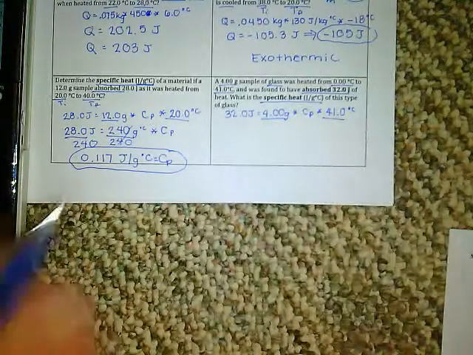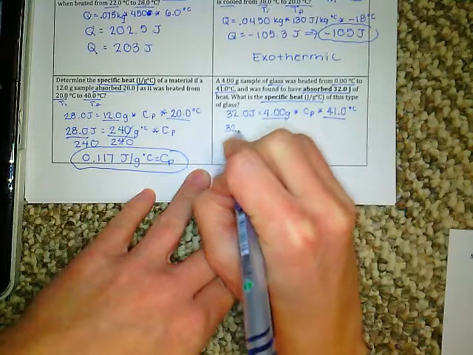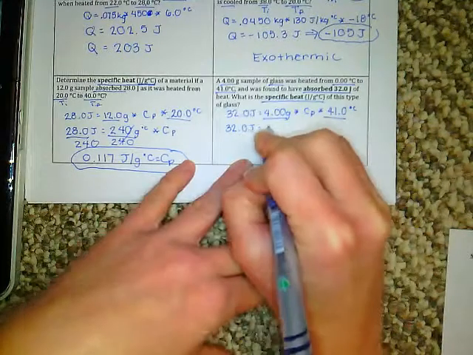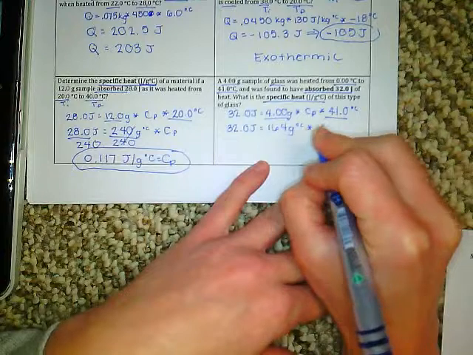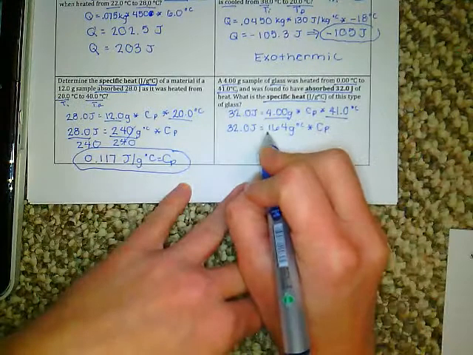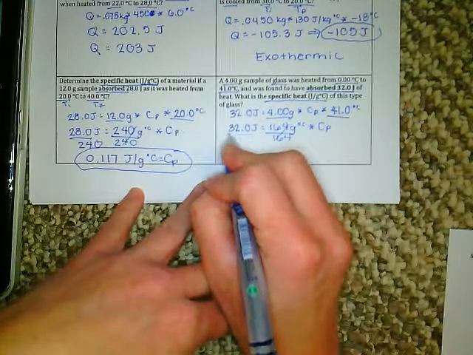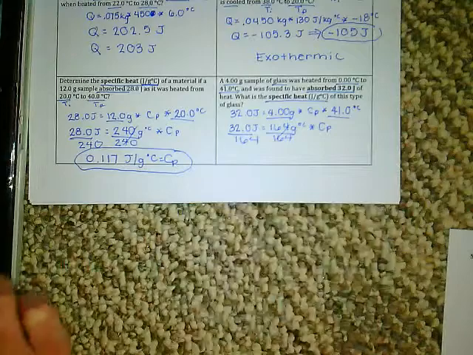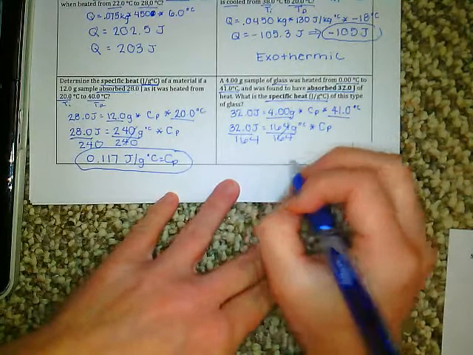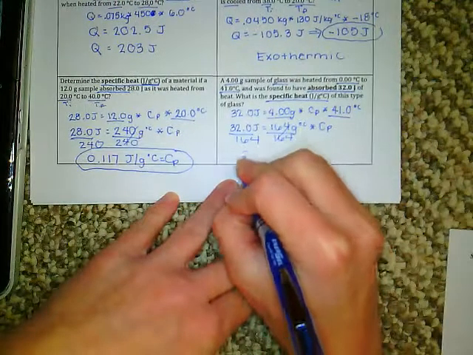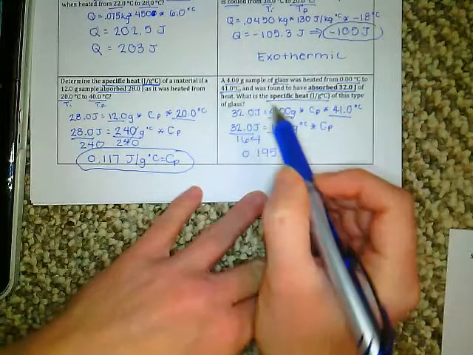Same thing as last time. You're going to combine like terms. So 4 times 41, and that's going to give me 164. So I've got 32.0 joules equals 164 grams degrees Celsius times CP. How do I get the CP by itself? Divide both sides by 164. And so then we've got 32 divided by 164, and that is going to give us 0.195.